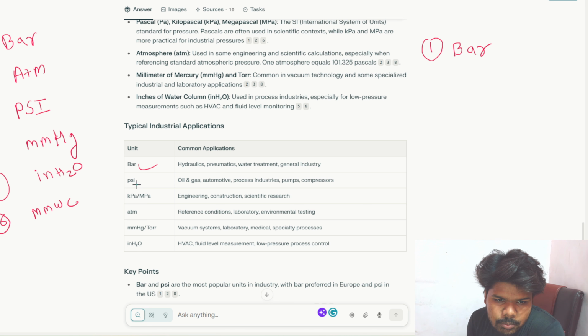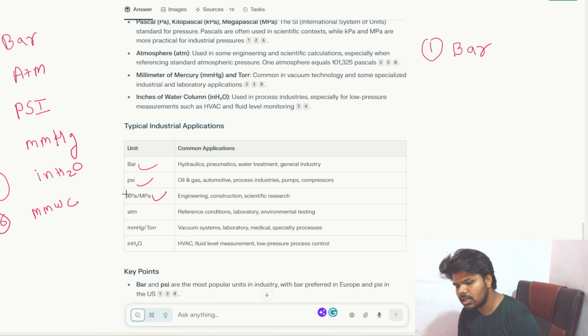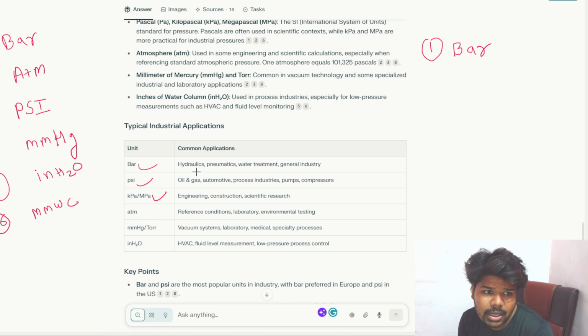MMWC, bar, PSI, kilopascal, megapascal, 1 pascal, 2 pascal, 3 pascal. So इसी प्रकार, like that.